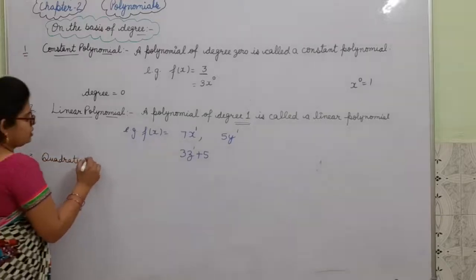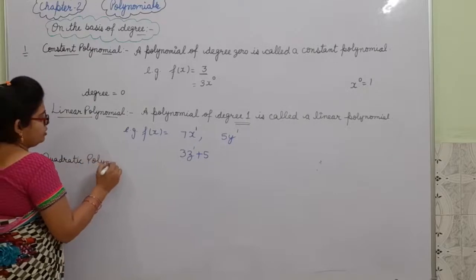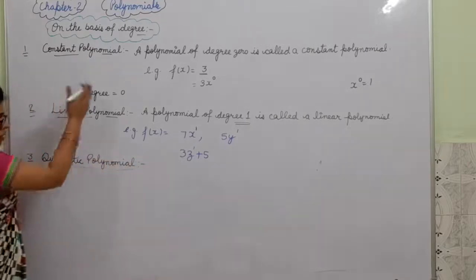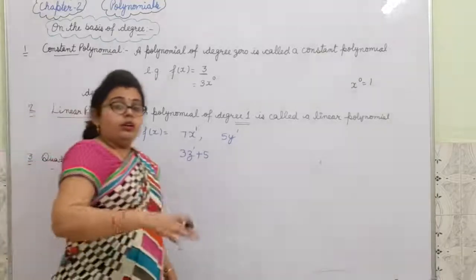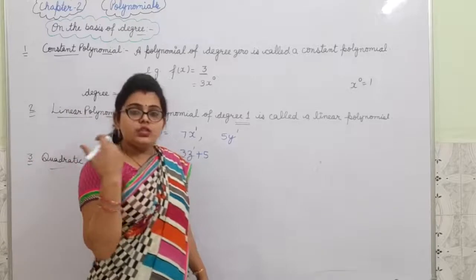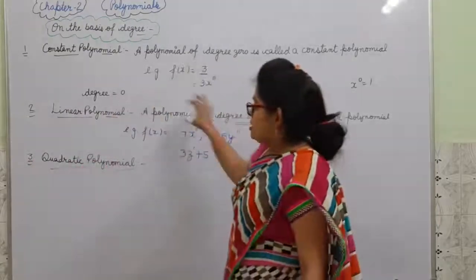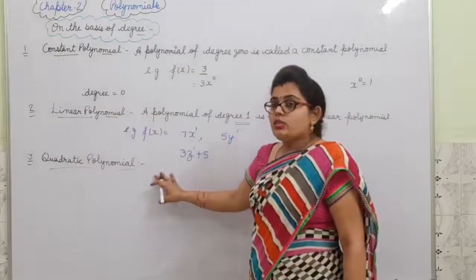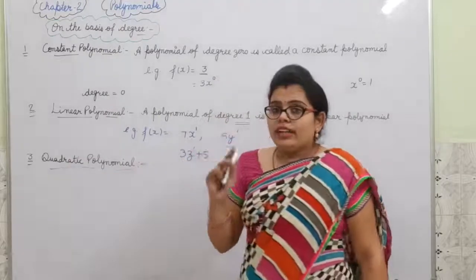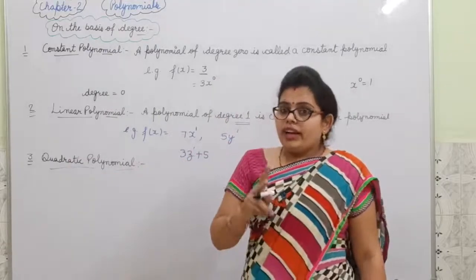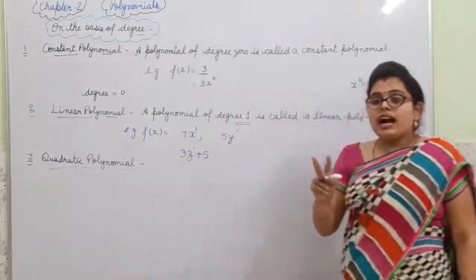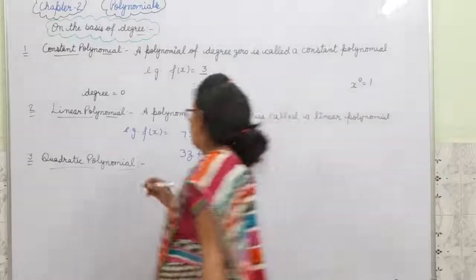Quadratic polynomial. Dear students, we will classify polynomials on this basis. Based on these basic terms, exercise 2.1 is there. We will study all these things in our exercise 2.1. Quadratic polynomial. Quadratic equation you have studied. A polynomial of degree 2 is called a quadratic polynomial.